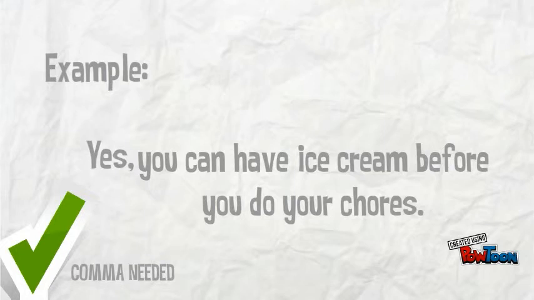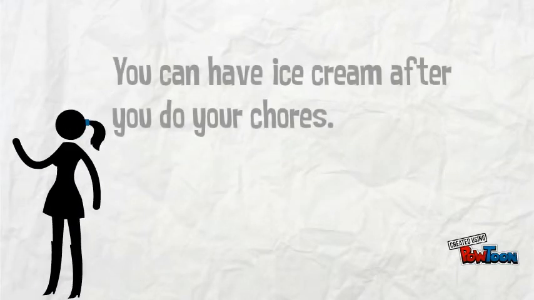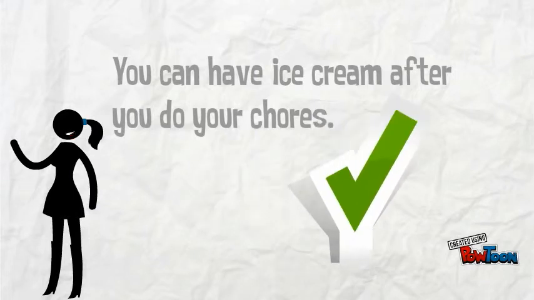You can tell if you are using this right by taking out the first words before the comma, and the sentence will still make sense. You can have ice cream after you do your chores makes sense without the word yes in front of it.